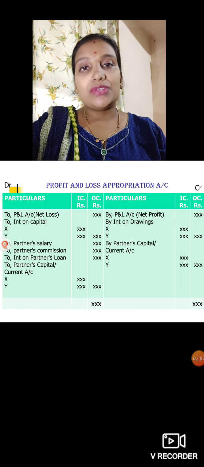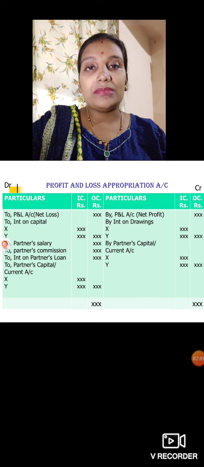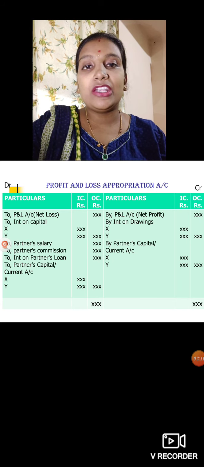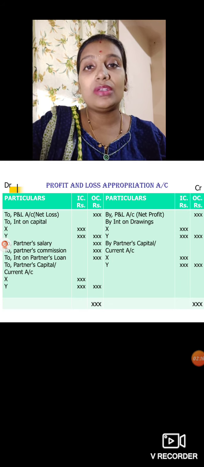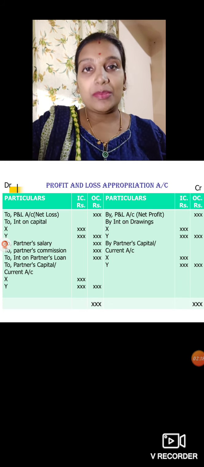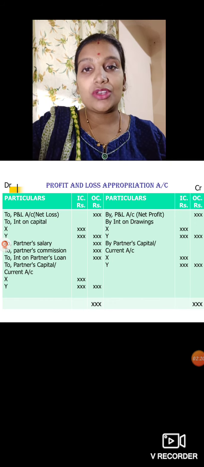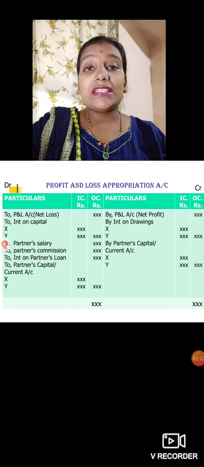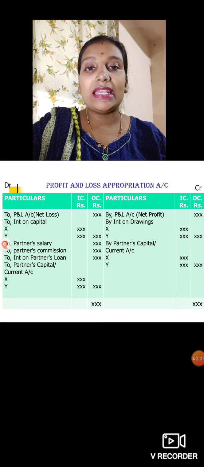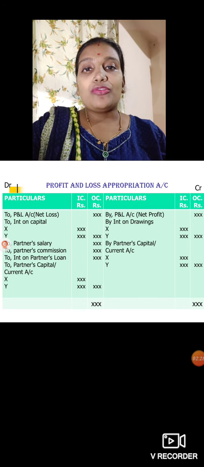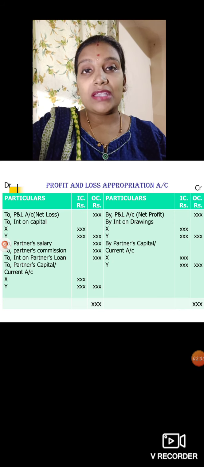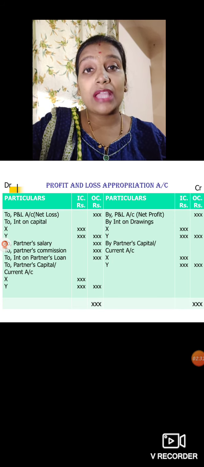So what do we have to record now? If in the problem they have given net loss, it will be debited to profit and loss appropriation account, as I have written, to profit and loss account net loss. If it is a profit, it will be credited to profit and loss appropriation account. Out of profit, what we have to give to partners will be debited, and what we are going to collect from our partners will be credited.